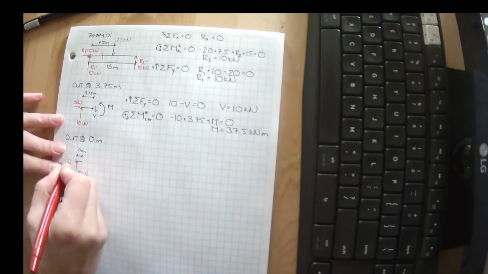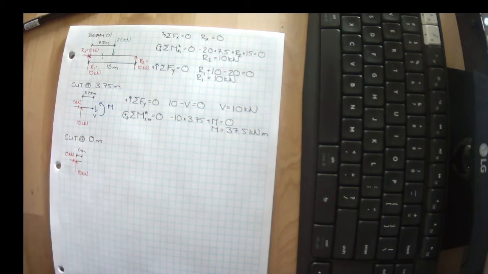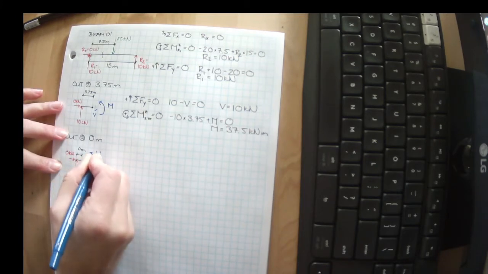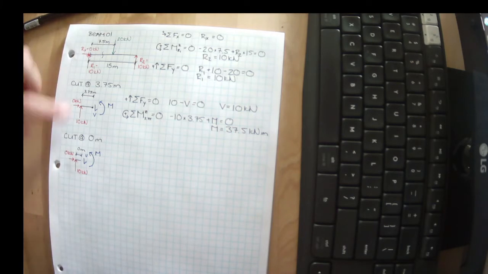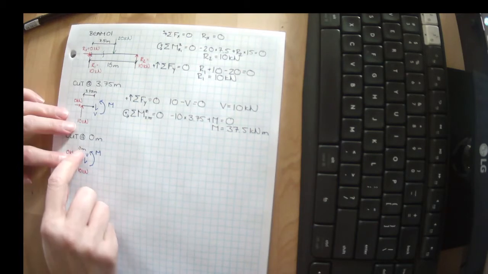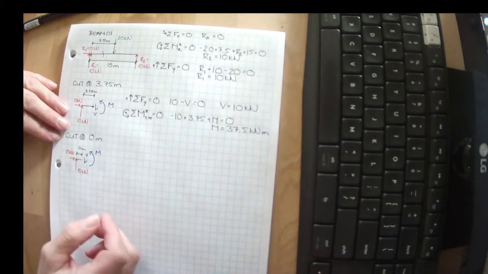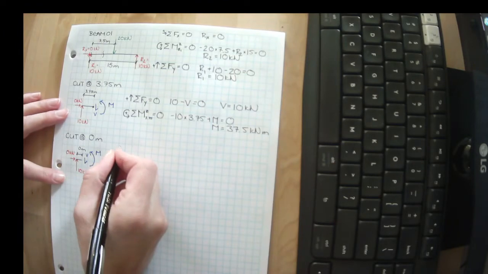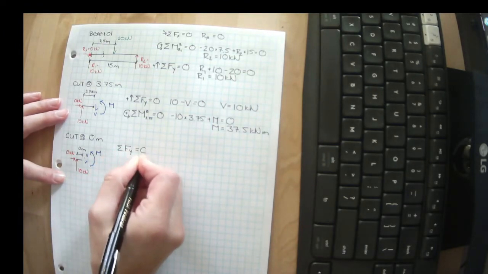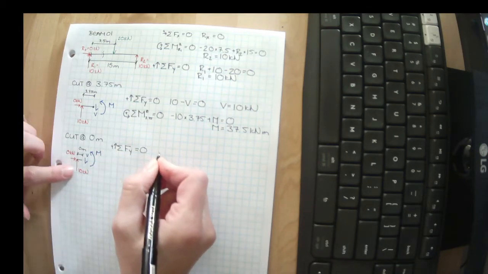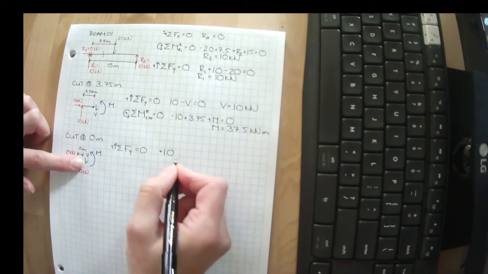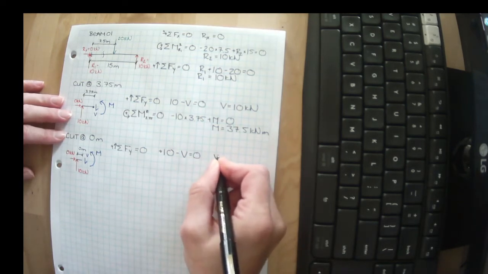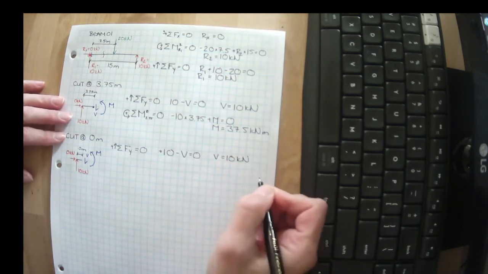I have my 10 kilonewtons here, 0 kilonewtons, and my unknown V and my unknown moment. So really, it's almost the exact same thing, except I am saying I am 0.00000000001 millimeters on this side of that reaction. So let's sum the forces in the y direction, with upwards being positive. We have plus 10 kilonewtons minus our unknown internal shear force equals zero. V equals 10 kilonewtons.